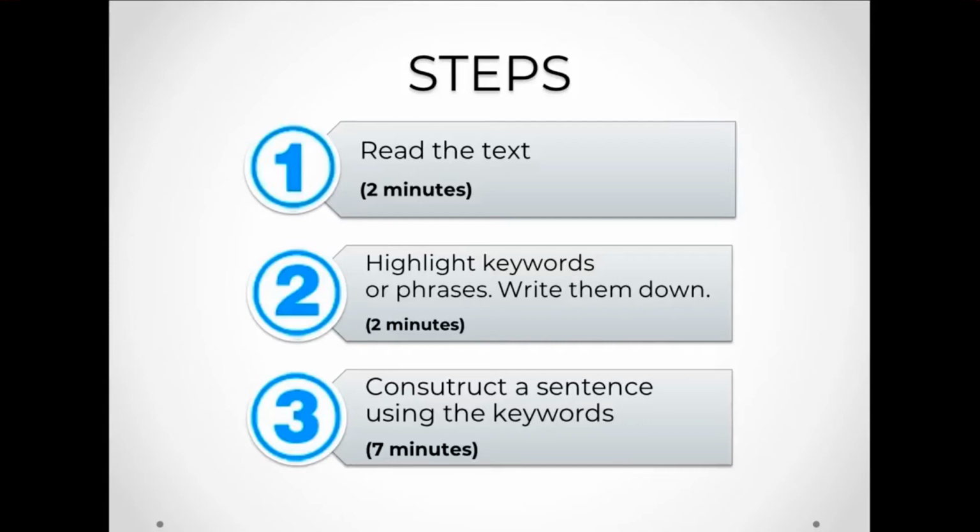And once you have done that, once you have your keywords and phrases in bullet points, you will try to construct a sentence using those words. Try not to use the same words that you find in the text. Try to use synonyms, try to paraphrase. If you find any way to make it shorter, great. Okay. That would take you perhaps 7 minutes. We don't have much time, so you will go through this 3-step process with the text that you will choose.